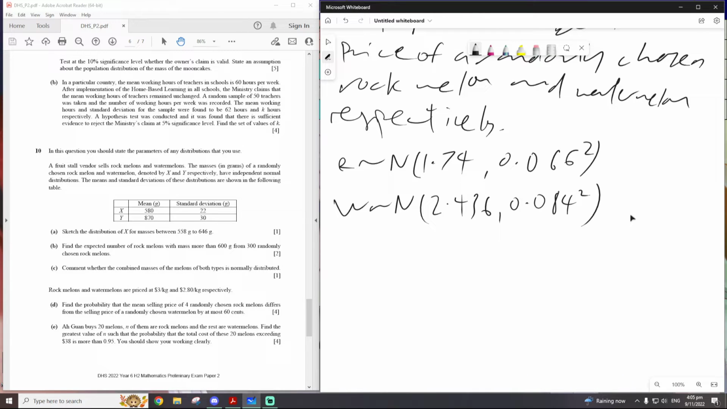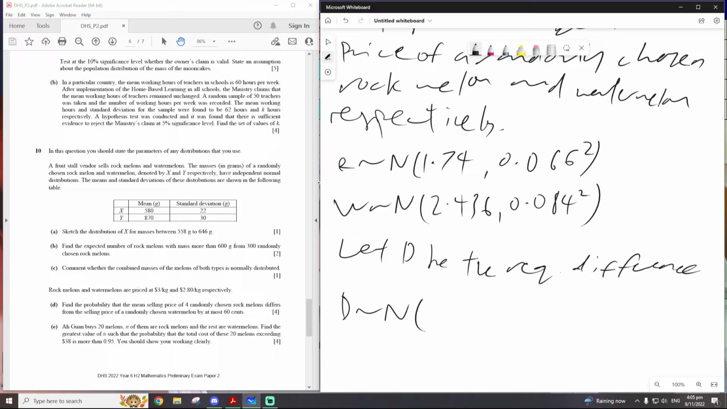Mean selling price of 4 randomly chosen rock melons. So the difference, let D be the required difference. D follows normal. The mean will be 2.436 minus 1.74. Actually, no. Well, it doesn't matter. If I'm taking the modulus, it doesn't matter. So 4 randomly chosen rock melons, so 1.74 minus 2.436, you will get minus 0.696.